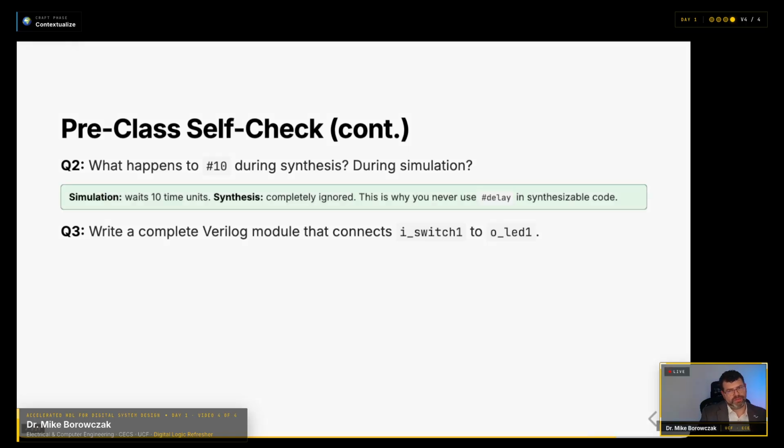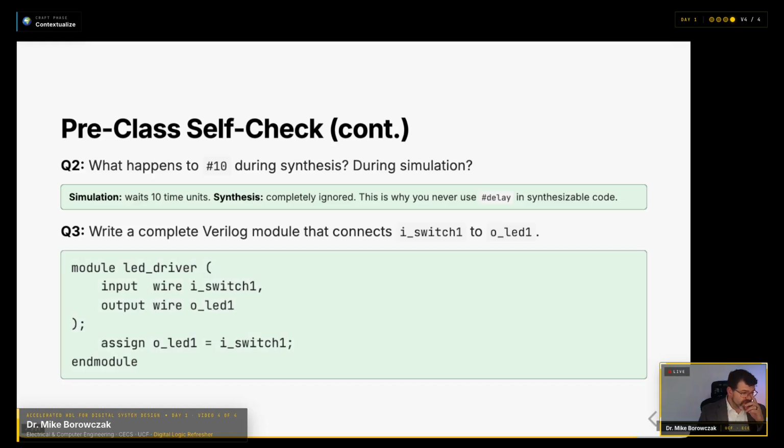All right, so the answer: simulation is going to wait 10 units of time. In synthesis, that statement gets completely ignored. That's why you should never ever use a delay statement in synthesizable code. You'll get differences between your simulation results and reality.